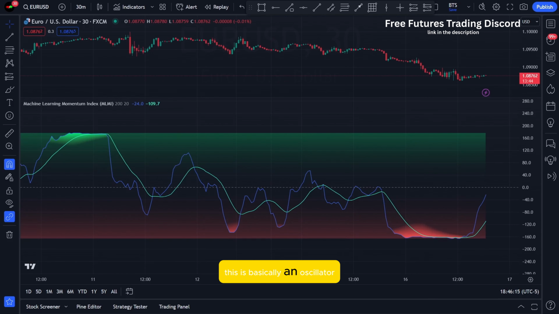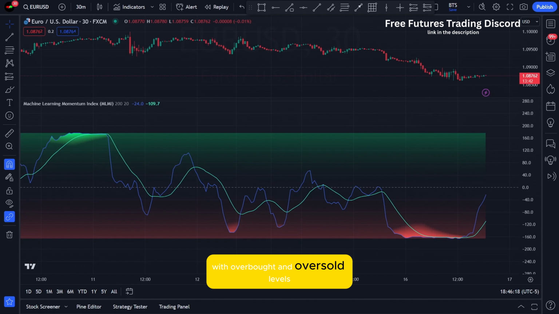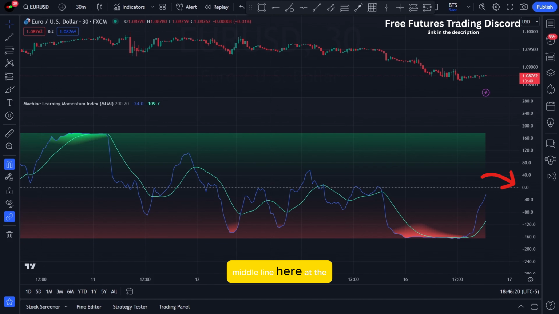This is basically an oscillator with overbought and oversold levels, as well as a middle line here at the 0 level. This green shaded area denotes the overbought zone, and this red shaded area denotes the oversold zone. This indicator blends in traditional momentum analysis with machine learning and offers an adaptive way to understand market momentum and trends.